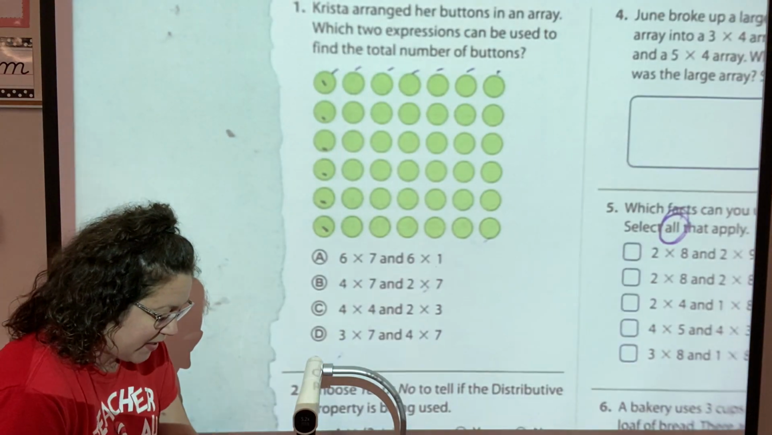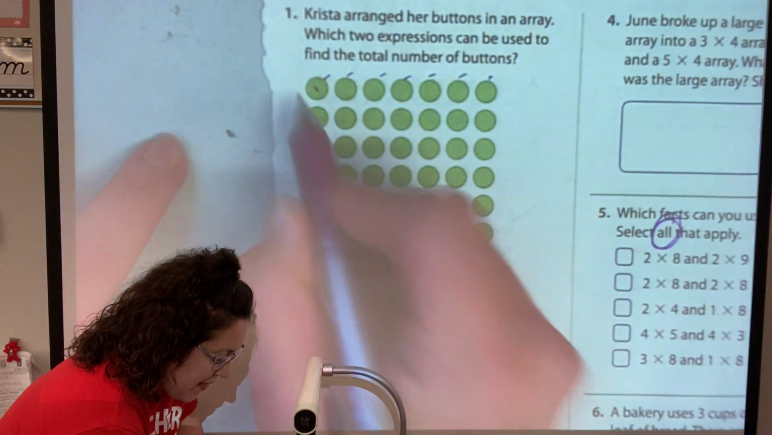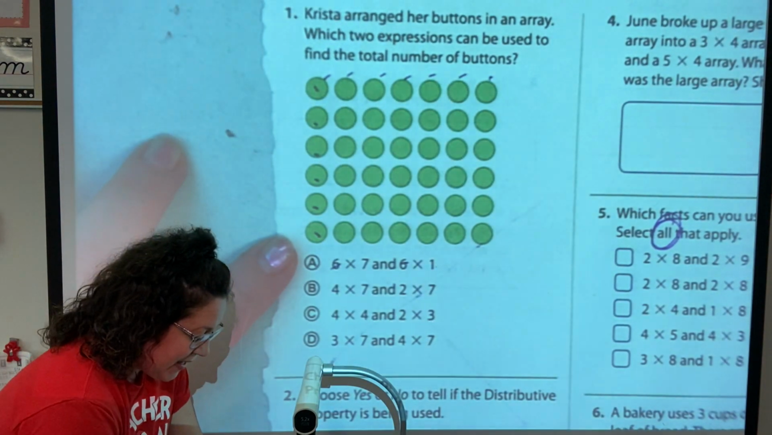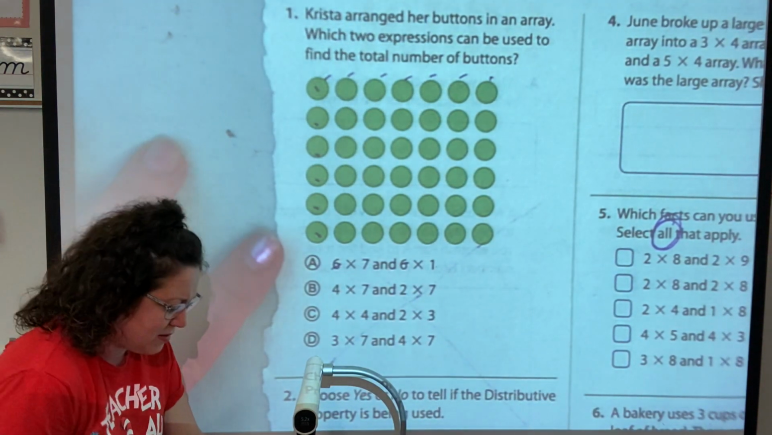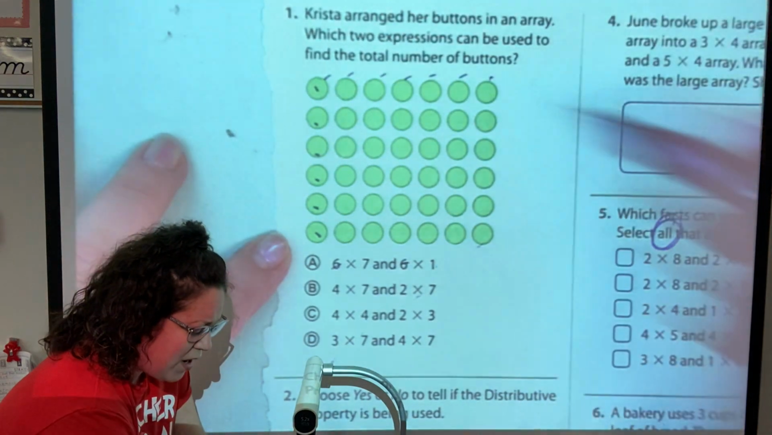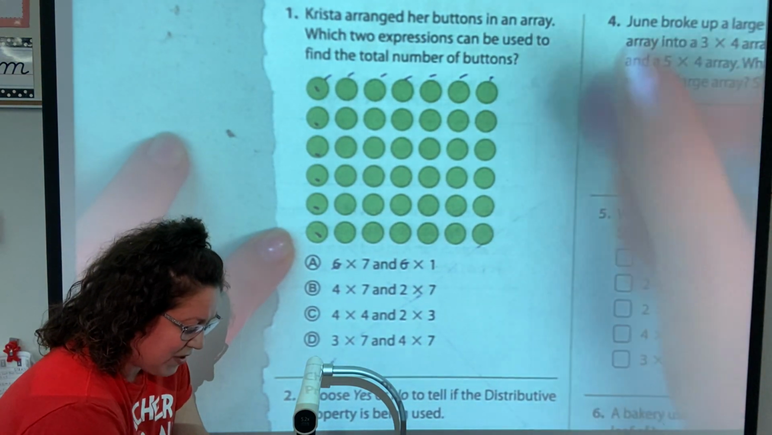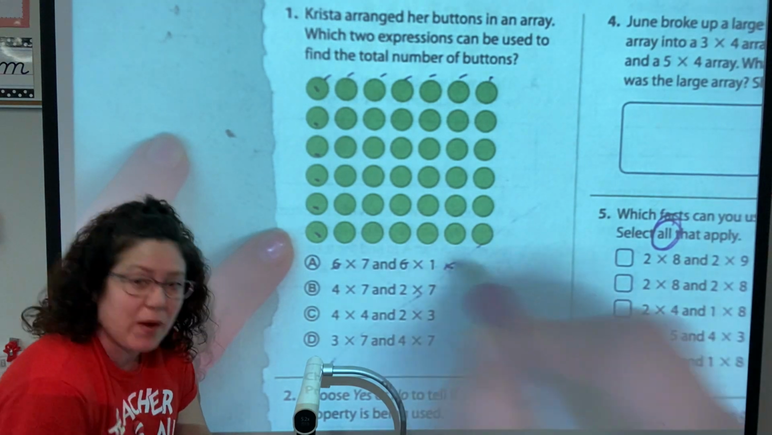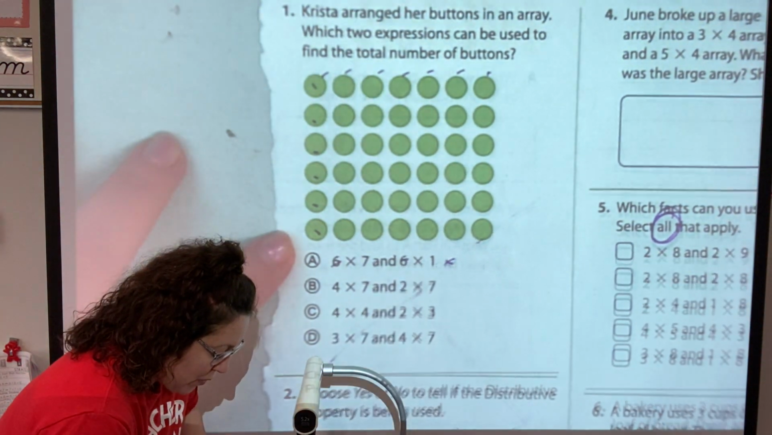6 times 7 and 6 times 1. Well, they both have 6, and that's right, 6 rows. Can we split it into 7 and 1 columns? No, because if we split it at 7, there it is, but there's nothing left over for that 1, so that's a no. Can we split it at 4 and 2?